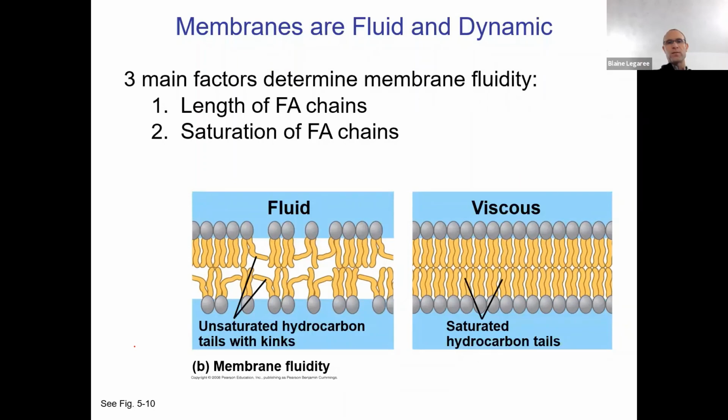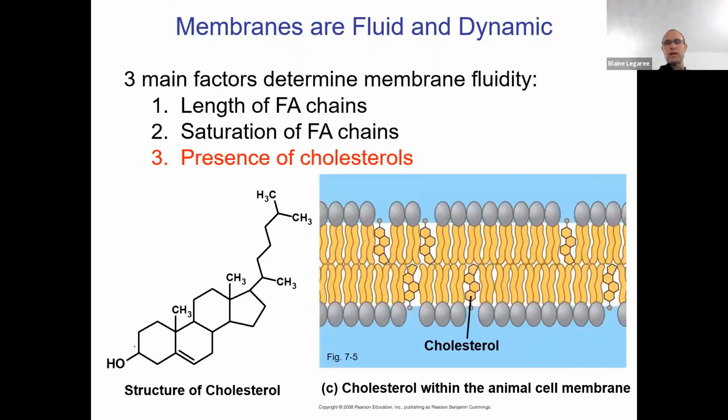Another thing that determines membrane fluidity is the presence of cholesterol. It's a little complicated what cholesterol is doing, but if you take a look at cholesterol, notice it's mostly hydrophobic. It's got that little OH on the end, so it's got a very small polar section to this molecule. This is a steroid, by the way. Remember, we were talking about steroids, and you can see it fits right there into the membrane. So what is cholesterol doing? It's kind of plugging holes.